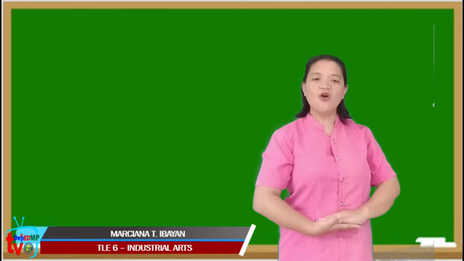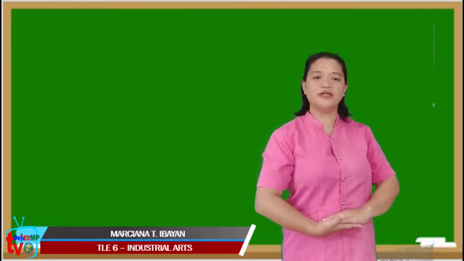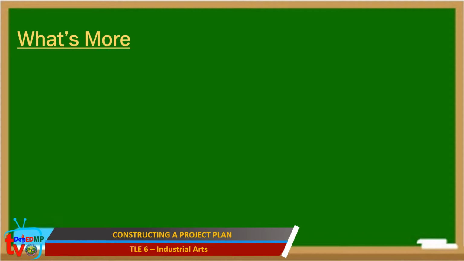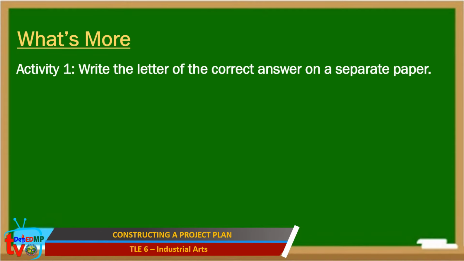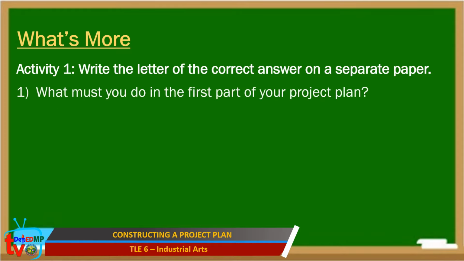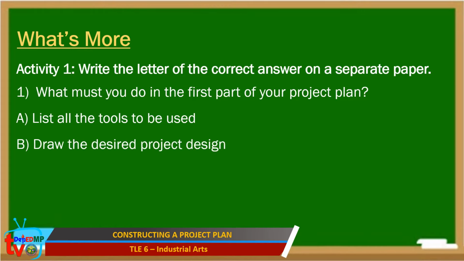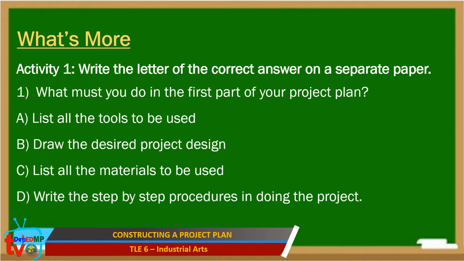Now, let's see how much you have learned from our discussion. Answer the two activities in What's More. For activity 1, write the letter of the correct answer on a separate paper. Number 1, what must you do in the first part of your project plan? A. List all the tools to be used. B. Draw the desired project design. C. List all the materials to be used. D. Write the step-by-step procedures in doing the project.